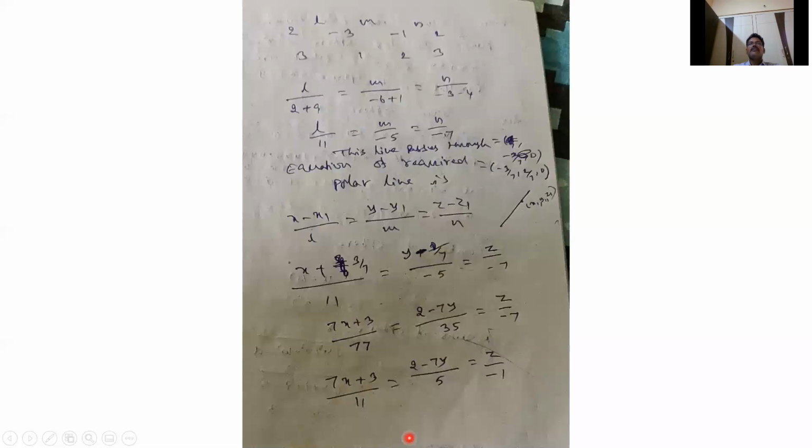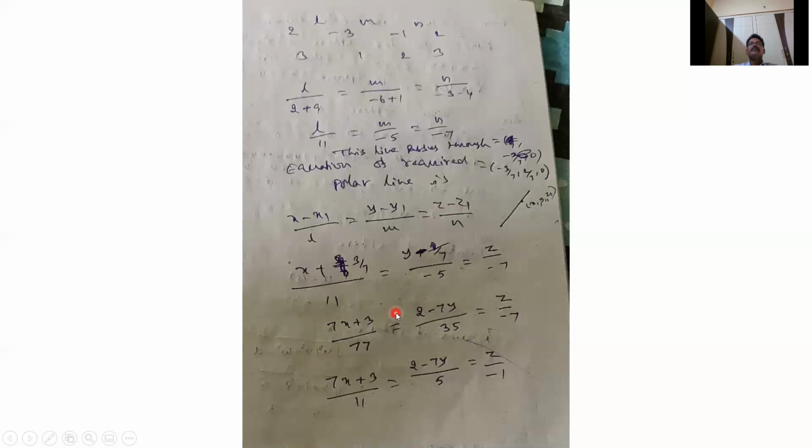Just simple. First write the m coefficient 2, then the n coefficient minus 3, then the l coefficient minus 1, then the m coefficient. Similarly here, m coefficient 3, n coefficient 1, l coefficient 2, and m coefficient 1. So 2, minus 3, minus 1, and similarly 3, 1, 2, 1.